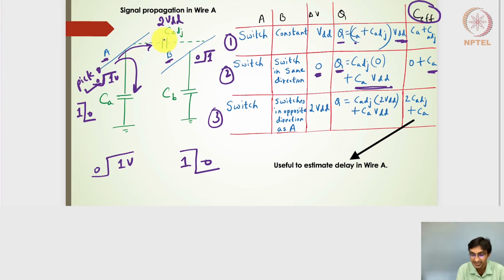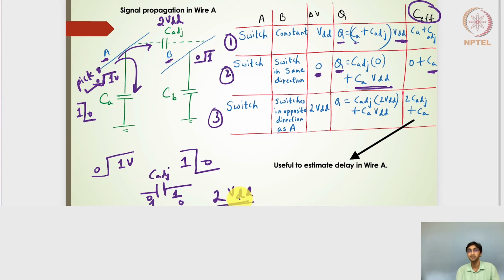So if I pick the C adjacent, initially it was 1 volt here and 0 volts here, so the potential difference was minus 1 volt. And now it has become 1 volt here and 0 volts here. So it is basically 2 VDD, or 2 volts, the change in the potential difference. That means the total charge that needs to be accumulated on the C adjacent will be twice, right? So it will be twice VDD multiplied by C adjacent, plus CA into VDD.